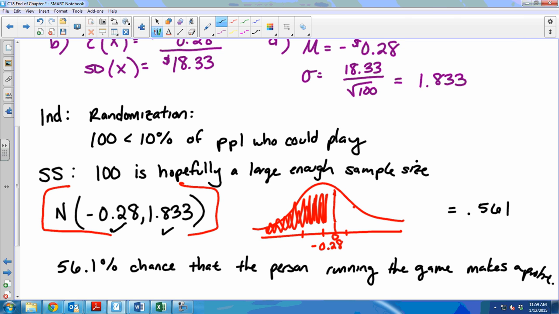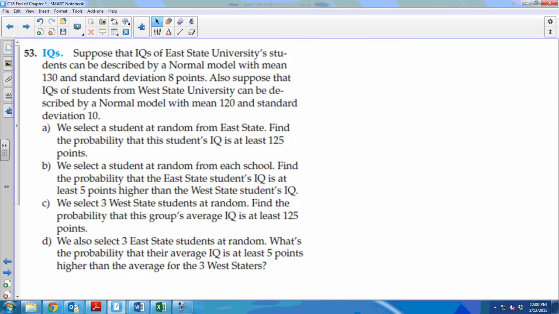All right, we have one more. It involves differences. All right, here we go. Number 53. Suppose that IQs of East State University students can be described by a normal model with mean 130 and standard deviation 8 points. Also suppose that IQs of students from West State University can be described by a normal model with mean of 120 and standard deviation of 10. Of East and West State, not confusing at all.